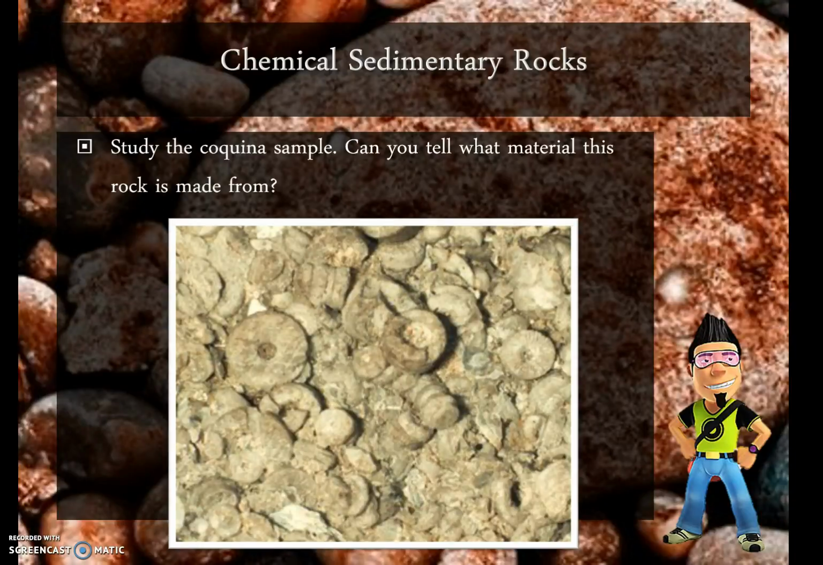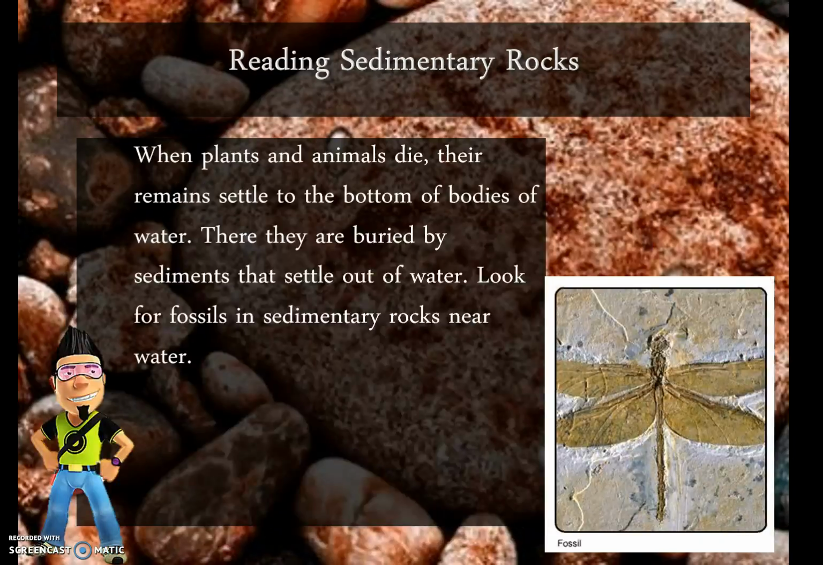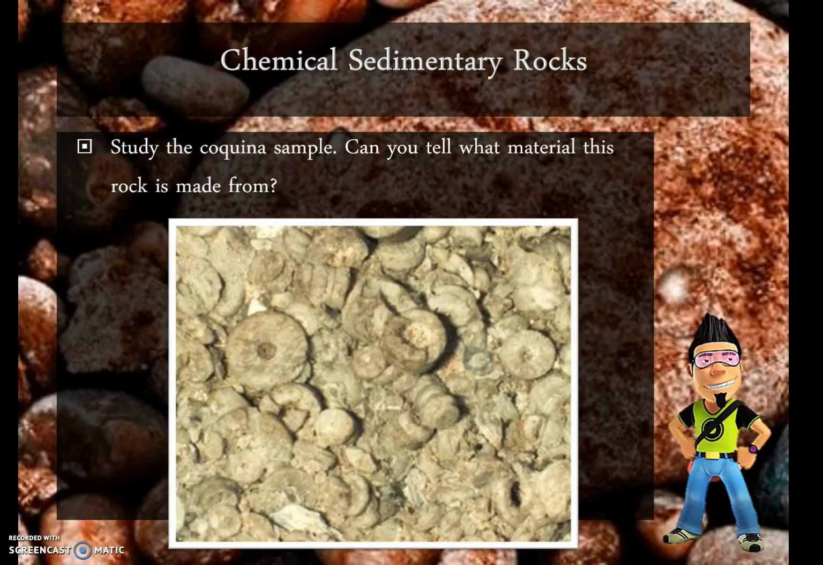So the coquina, if you look at the sample below, you could probably guess it's made from shells. So we saw in our example that the shells bond together through a chemical reaction to form this type of chemical sedimentary rock.